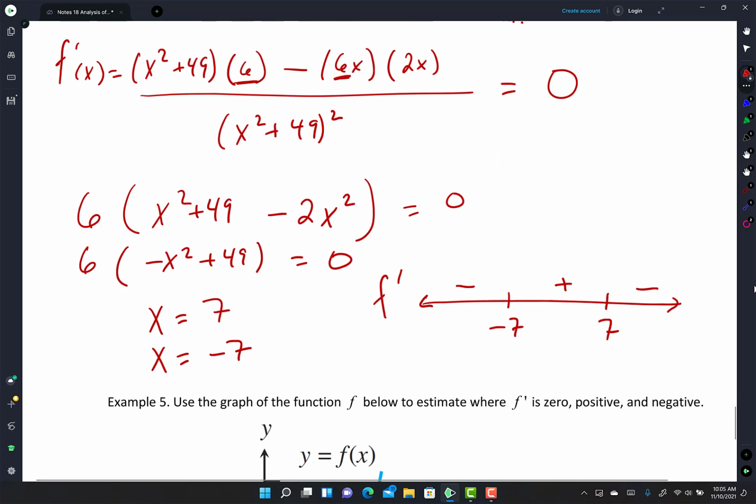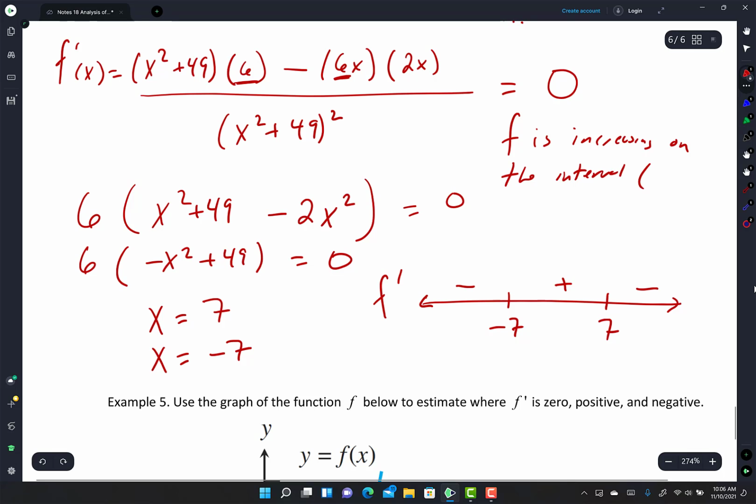Okay. So, what do they want? Find the interval on which this is increasing. I'm going to write f is increasing on the interval negative 7 to 7. And I think technically I should be putting brackets, but I already got used to parentheses. This is not a point, that's an interval. I said it with the word interval there.